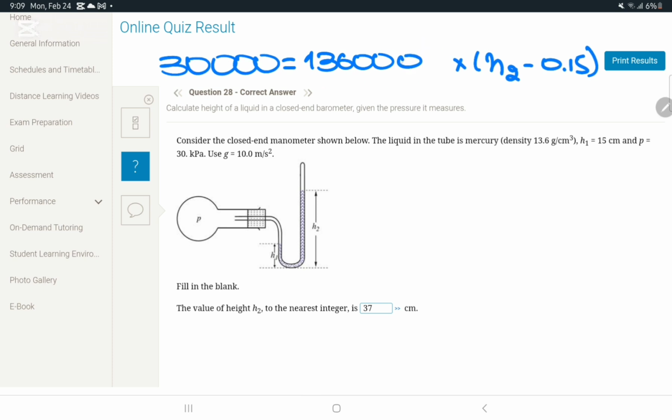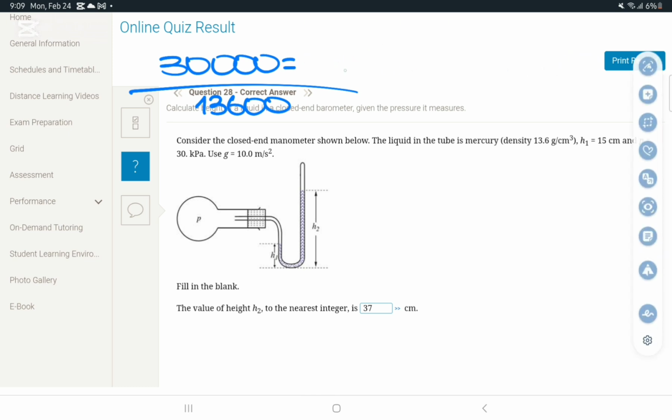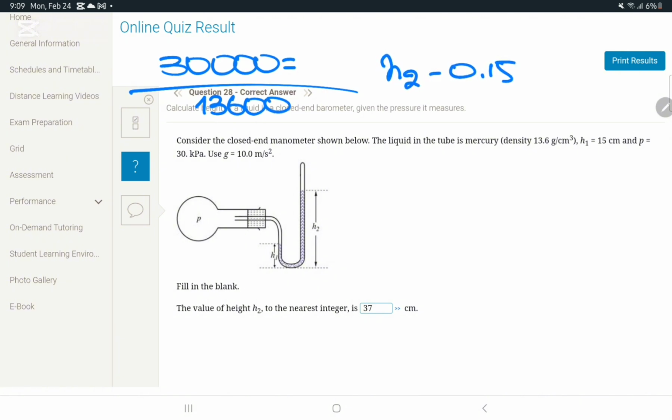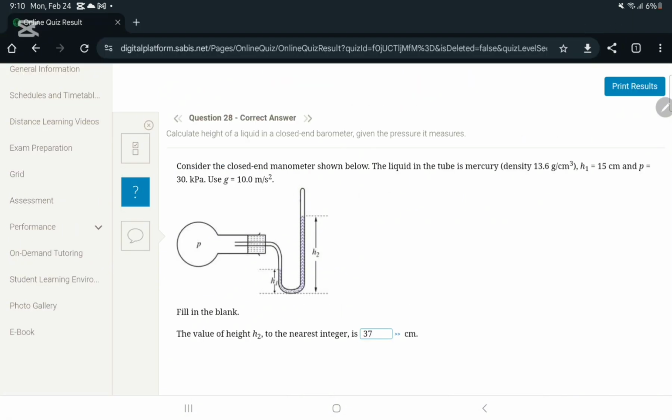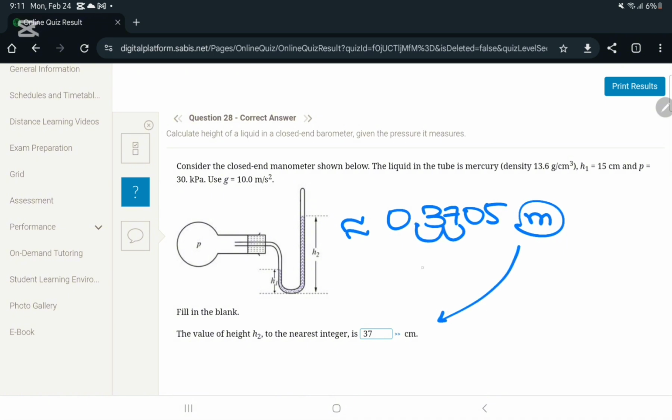So you multiply these two together, you get 136,000. Divided 136,000. Okay, plug it into the calculator, is equal to H2 minus 0.15. Okay, and then you find H2. When you're done doing this division, you move 0.15 to the other side, and when you're done in the calculator, you will get 0.3705, approximately this number. But they got it in meters, you want it in centimeters, so you move two places, so you got 37.